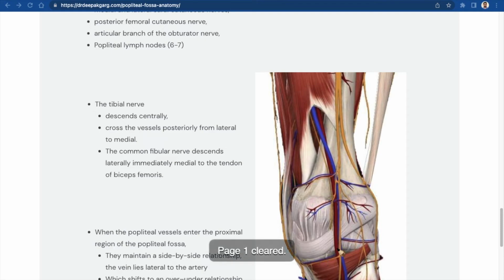Now if we look at the relation of the vessels with each other, this is the proximal part and this is the adductor hiatus. The vessels are coming from the adductor hiatus, and if this is the medial side, this is the lateral side. So the vein is lying medial to the artery on the proximal side, then the vein comes directly posterior to the artery, and then it becomes lateral. So the vein is first on the medial side, then it crosses the artery, and then it comes on the lateral side, and it stays lateral to the artery throughout.